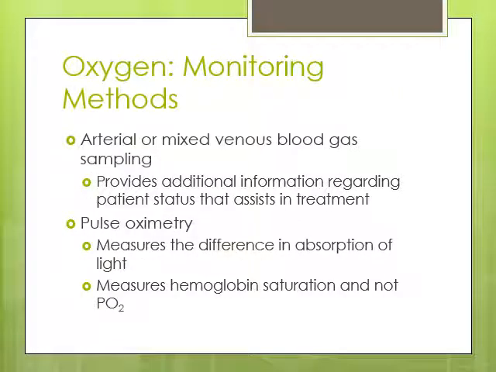Monitoring methods: arterial or mixed venous blood gas sampling, and that helps you as far as determining treatment, and pulse ox. It measures the difference in absorption of light, and it measures hemoglobin saturation and not PO2.